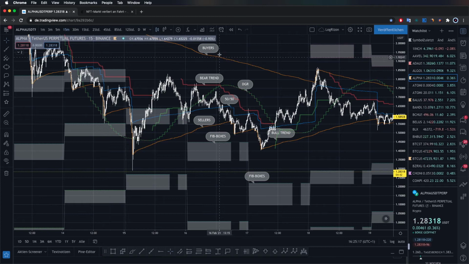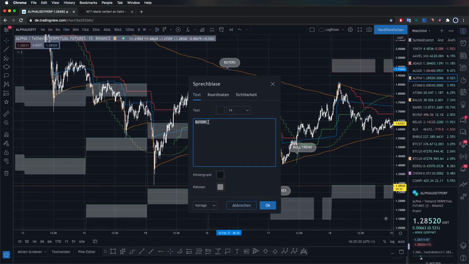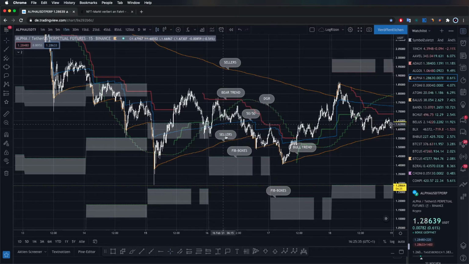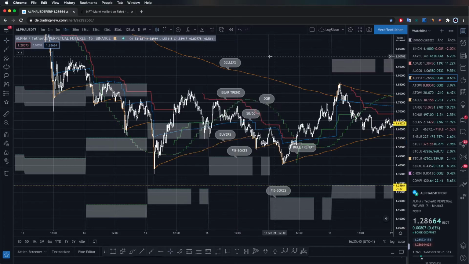The two other lines which are very important are the orange line. This one is the line where the buyers are waiting that the... sorry, I made it wrong. Let's change it. This is the seller's line for sure, and this is the buyer's line. Yeah, now it's right. So every time the price hits this line, there's really a high selling pressure. The same when the price is hitting this line, there is a high buying pressure.